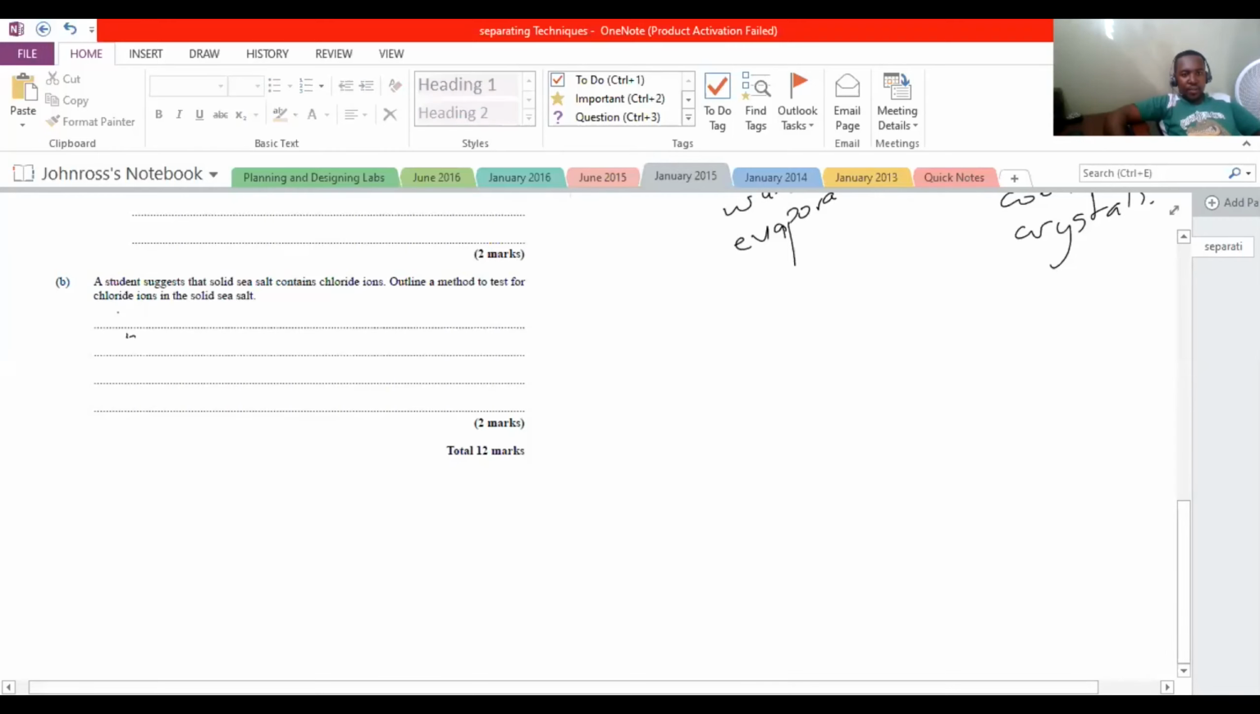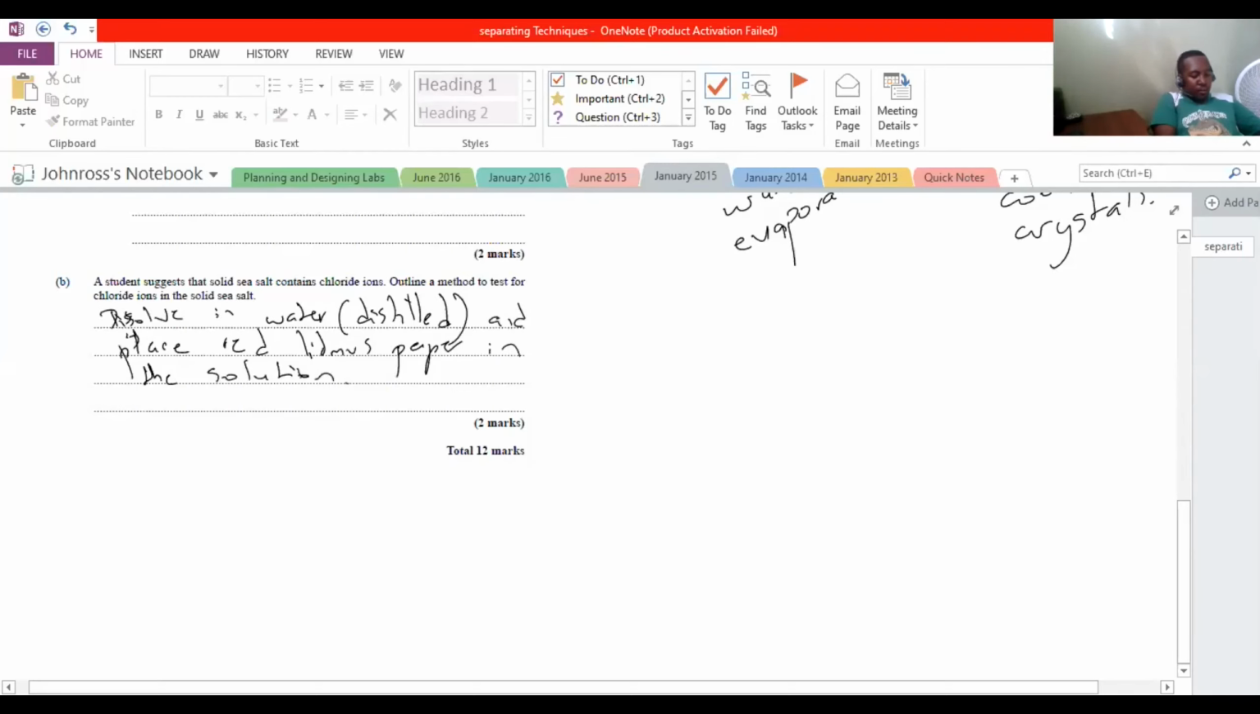So you have the salt, so you dissolve the salt in water, in distilled water. And then place red litmus paper in the solution. Right, so that's how you would test for chlorine with the litmus paper.